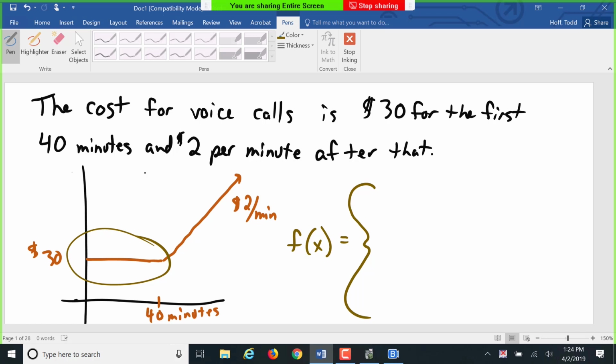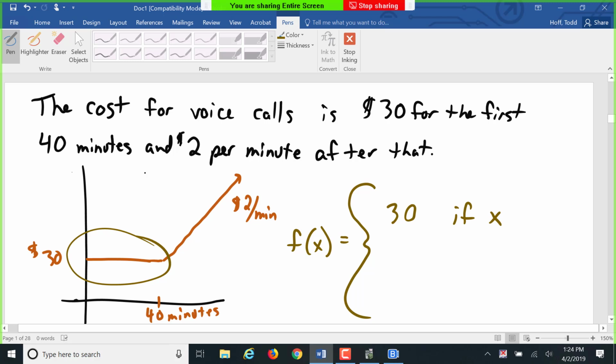Yeah, just 30. The value of that function is just 30 if x is less than 40 or less than or equal to 40. Now this other piece goes through this point here, which we already know is (40, 30). And we know it has a slope of 2.